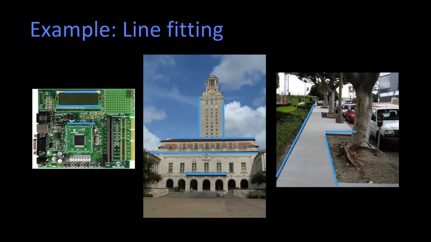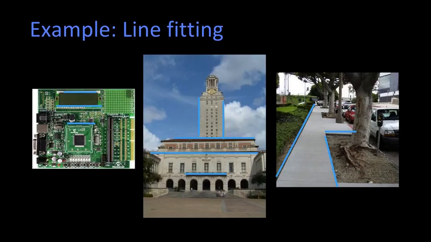Here's a simple example, okay? Line fitting. And you might wonder, why might I want to find lines? Well, as the example shows here on the left, you might want to know that your chips are seated correctly, so you see the lines on the chips.